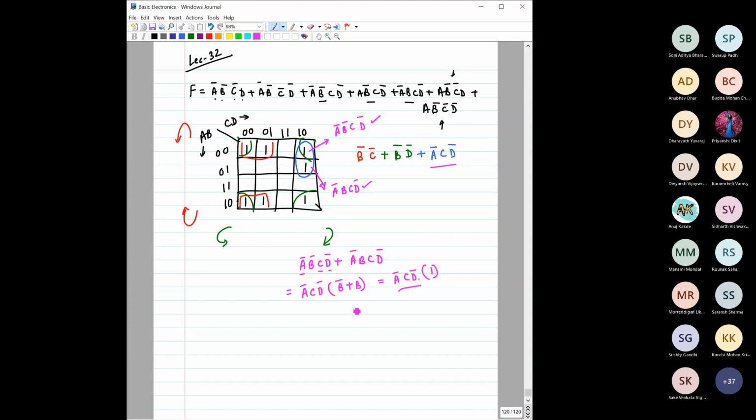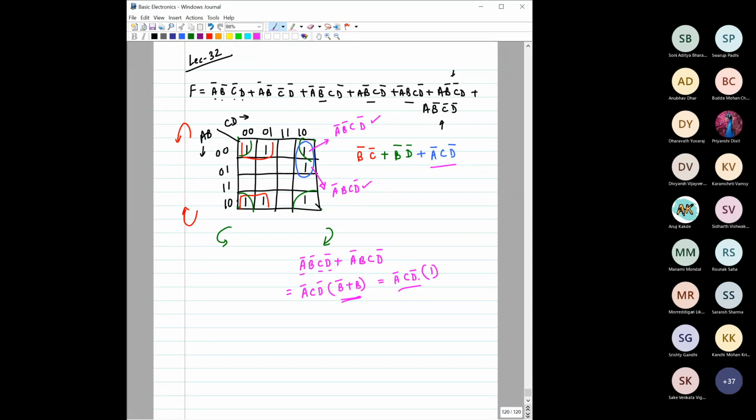So there should be two, so that you get this term. The two side by side, because only one variable will change, right? That's how we have numbered our Karnaugh map, so that there is only one change in the variable. That's why we have to take side by side. And it should be in terms of 2, 4, 8, and 16 while making the groups.